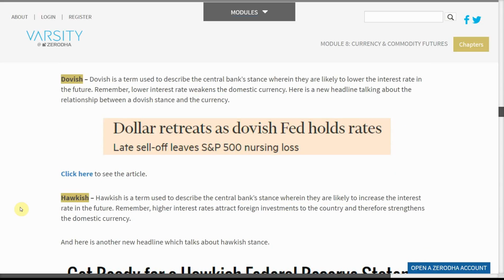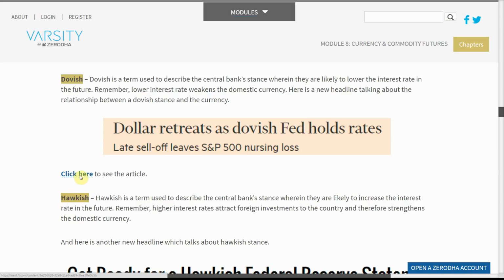Dovish. Dovish is a term used to describe the central bank's stance wherein they're likely to lower the interest rate in the future. Remember, lower interest rate weakens the domestic currency. Here is a news headline talking about the relationship between a dovish stance and the currency. Click here to see the article.